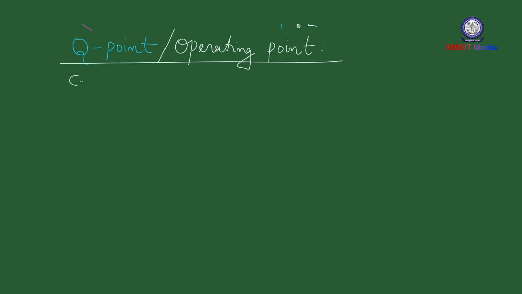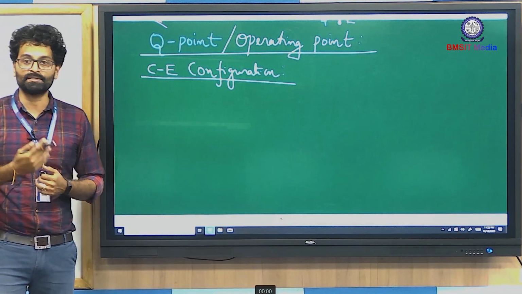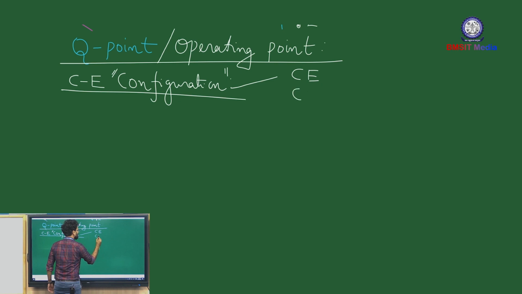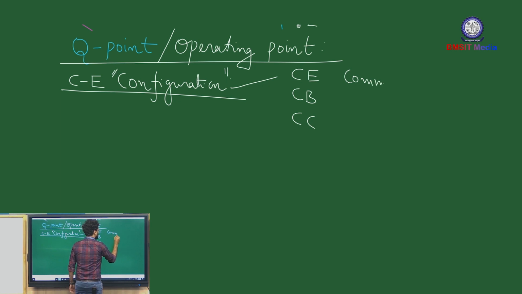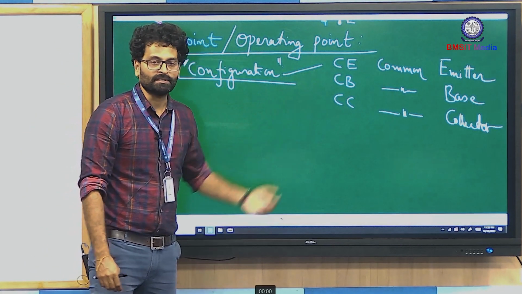For this, let us consider common emitter configuration. In the introductory course, that is basic electronics, you must have studied about the different transistor configurations, right? The different transistor configurations are common emitter, common base, and common collector. Okay, and they have certain differences between them.